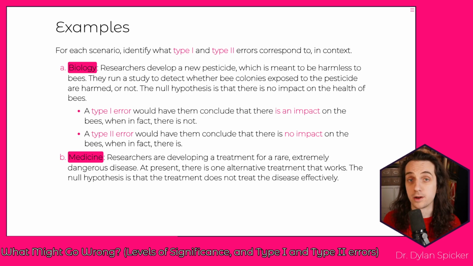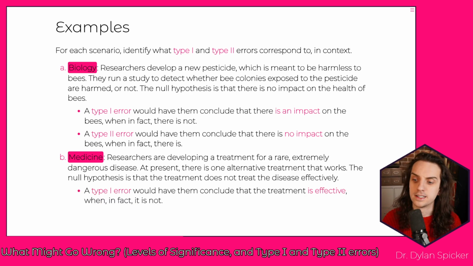So the type 1 error in this case is going to be we conclude that we treat the disease effectively. However, that is not actually the case. The treatment does nothing, right? So type 1 error would have the researchers conclude that the treatment is effective when in fact it is not.